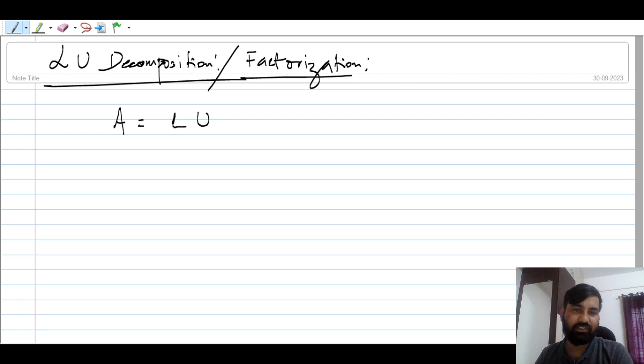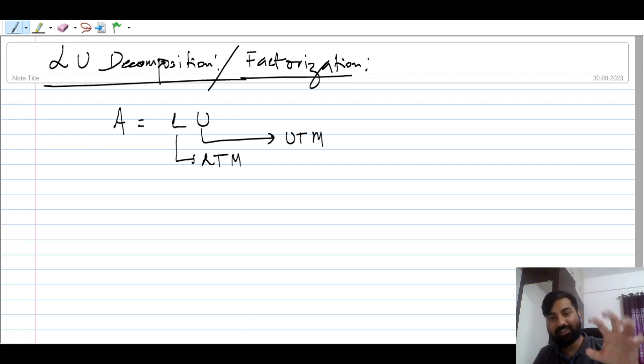What is this L matrix? The L matrix is known as the lower triangular matrix, and this U matrix is known as the upper triangular matrix. So lower triangular matrix, and U is nothing but upper triangular matrix. So you have to factorize this A matrix into L and U matrix. That is what you have to do.